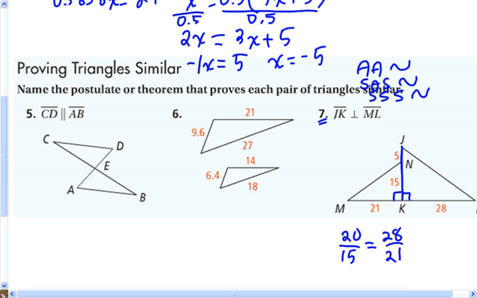So 20 over 15 is the same as 4/3. 28 over 21 is the same as 4/3. So we have equal ratios here. So we're going to say by side, those aren't equal, but they're similar. And we saw that the other leg has an equal ratio. So we're going to use side-angle-side similarity there.